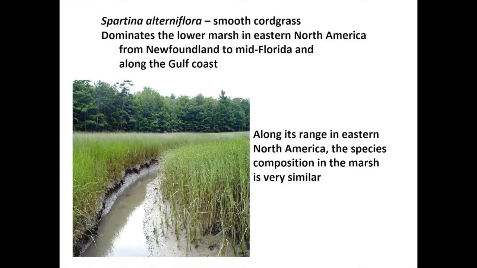Here on the east coast of North America, Spartina alterniflora, or smooth cordgrass, is the major species that we find dominating the lower marsh. It's found in North America from Newfoundland all the way down to mid-Florida and along the Gulf Coast. Along its range in eastern North America, the species composition of this marsh is amazingly similar. So we see very, very similar species all the way from Canada down to Florida and the Gulf Coast.